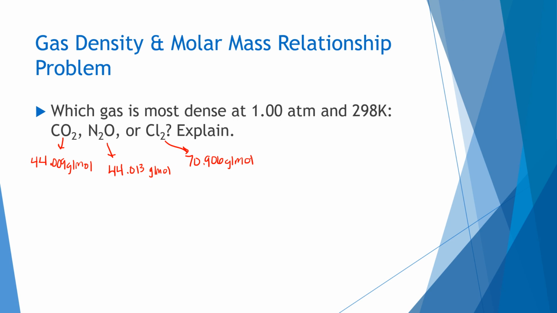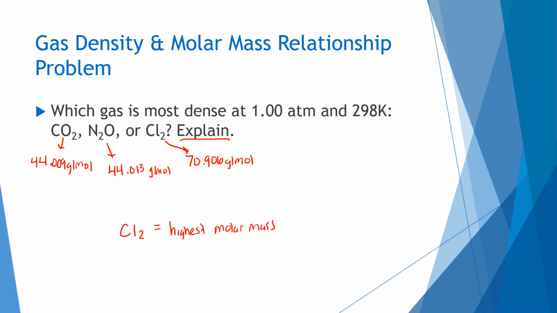So here, if we're looking at this, which one's going to be most dense? It's going to be Cl2. And then if we need to explain it, our explanation is it's because it has the highest molar mass. Remember, mass and density are directly related. So the most dense is going to have the highest molar mass.